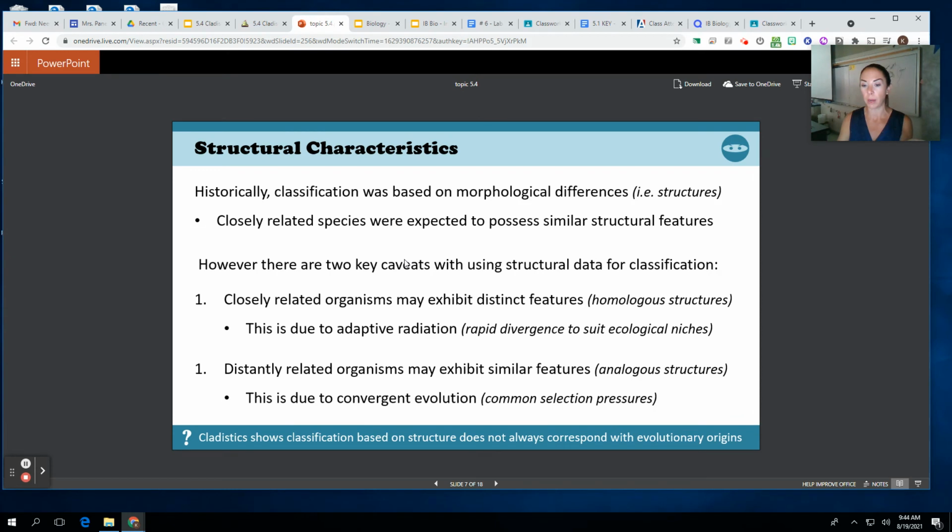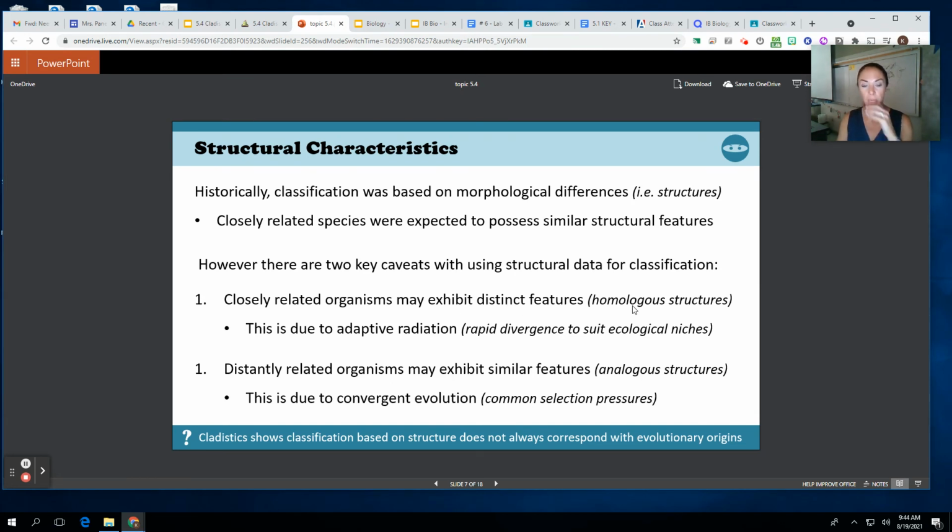However, we talked about things that are analogous structures, like fins, right? So the fin of a whale is very different because of the structure within it. You guys drew that one out, right? Versus the fin of a fish. So they look the same, they do the same thing, but they are not structurally the same. So two closely related organisms may have distinct features.